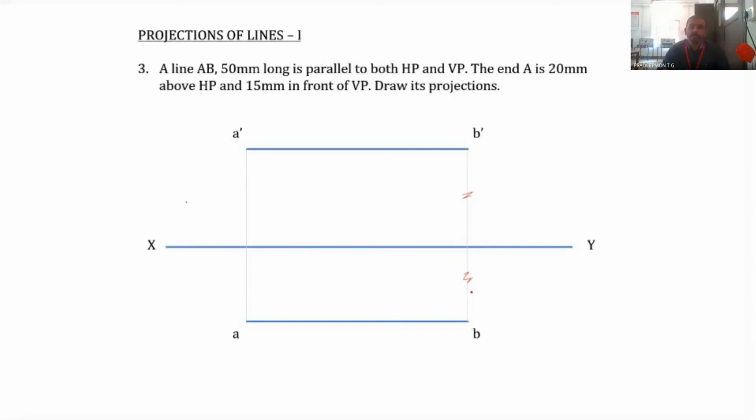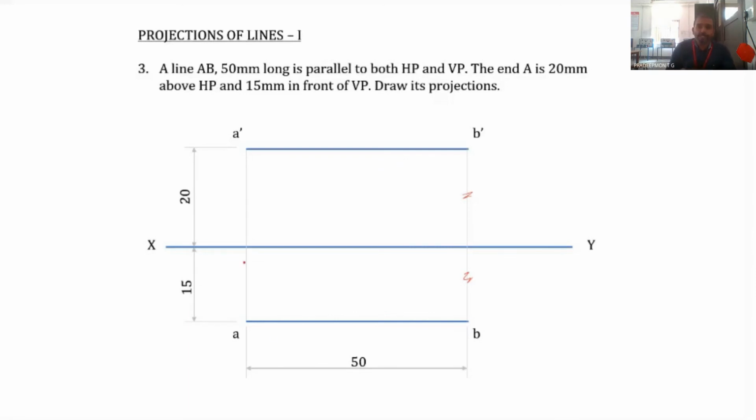We know that the front view as well as the top view of the same point should be lying on the same projector line. This is the projector, and if B dash is here, B should be within that particular projector. And now you have to mark the dimensions also. In this case, 3 dimensions: the distance of A from HP and VP, that is 20 millimeter and 15 millimeter respectively, and the true length or the length of the line. So that is 50 millimeter.